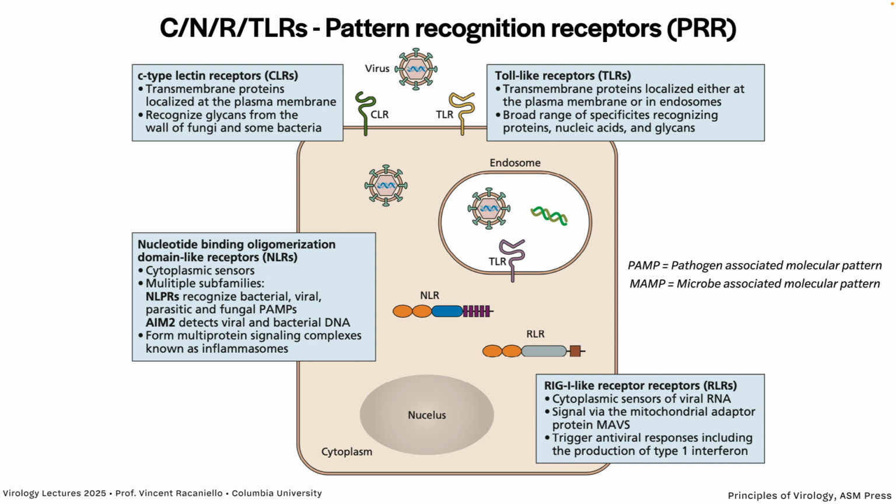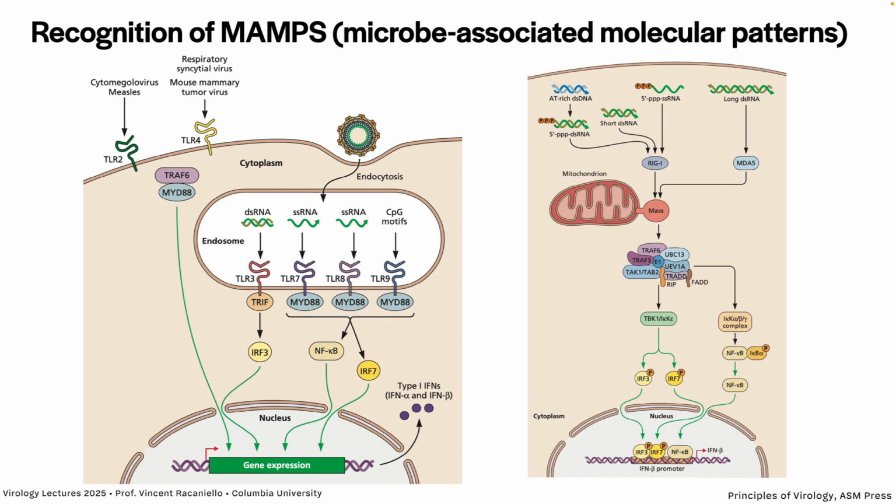But the toll-like receptors can sense viral proteins on the cell surface, or from within endosomes, they can sense viral RNA. Let's take a closer look at this pathway. So again, recognition of MAMPs. The cell surface TLRs can recognize viral proteins.